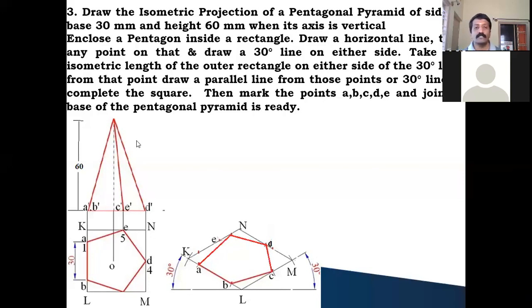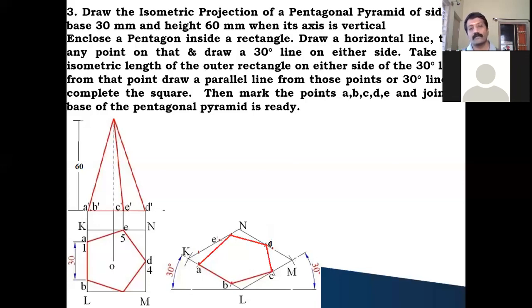That's all. After this, let me start the isometric projection. First, I will draw the isometric projection for the base of the pyramid, and then we'll complete the pyramid. As usual, you take any one horizontal line like this. Take any one point. I'm taking the point as L and drawing 30-degree lines on either side like this, and from L to M and L to K you take the distance and convert that into the isometric scale.